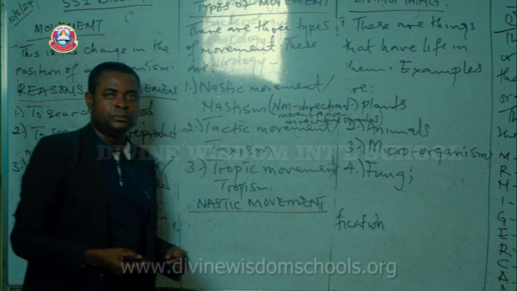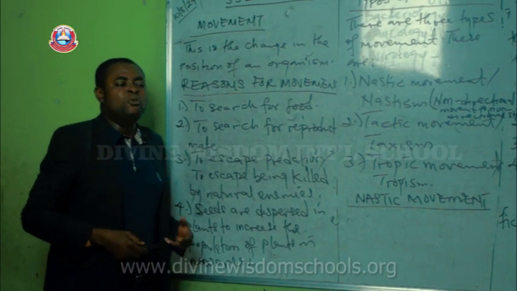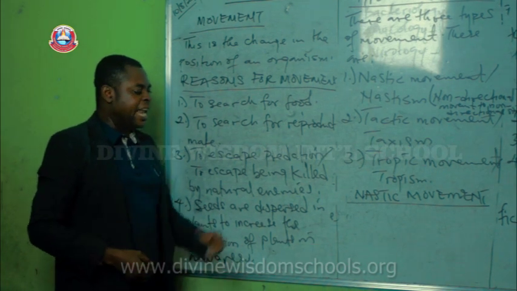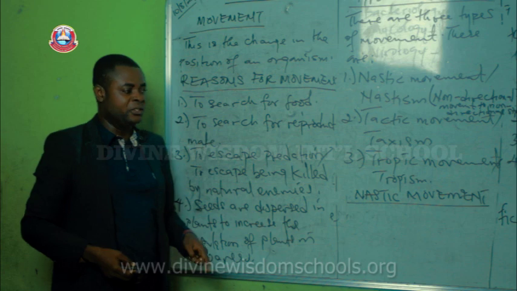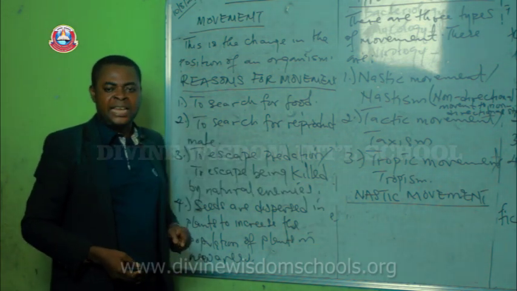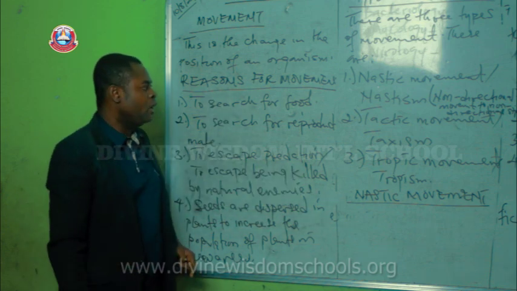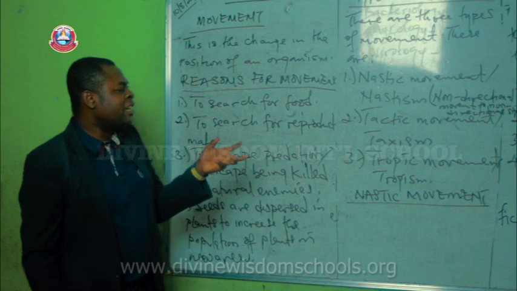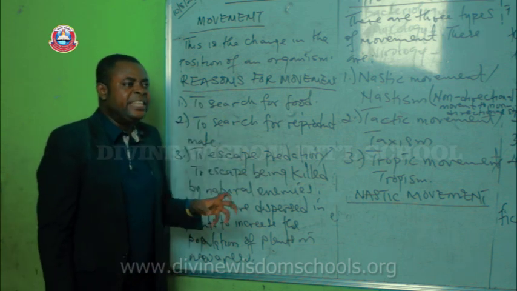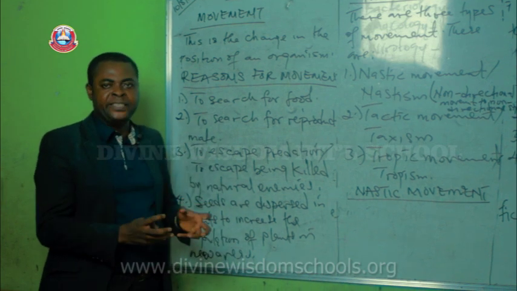Now, what is a stimulus? A stimulus is something that causes you to move. It stimulates you. It changes your reaction, it changes your behavior. If I am here now and I see a snake, that snake is a stimulus. I will either move towards the snake to kill it, or I run away. That snake becomes a stimulus because it is stimulating my movement. So, nastic movement is a non-directional movement, a movement that does not have a specific direction. We can also say it is a diffused movement.